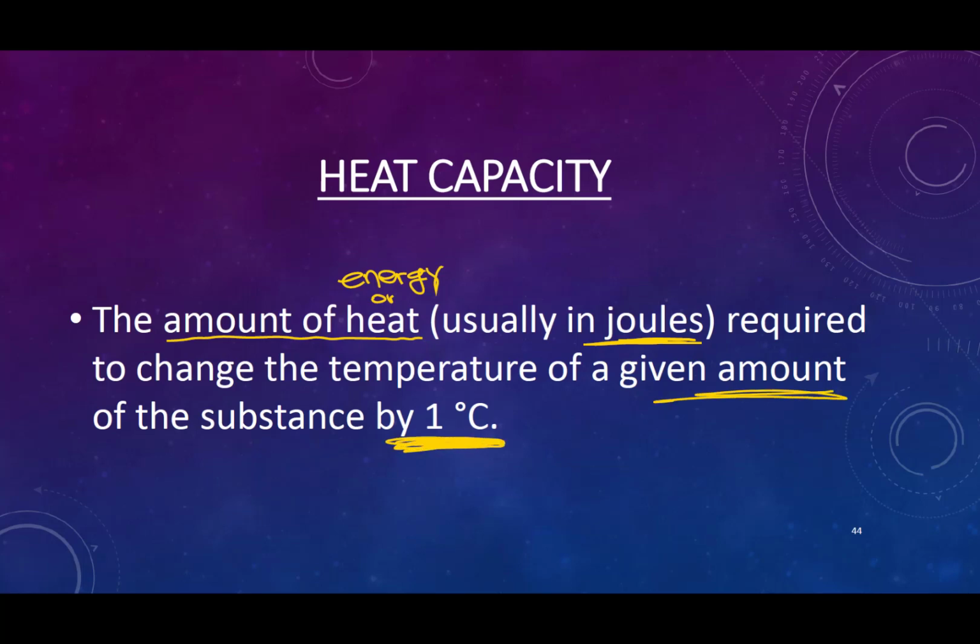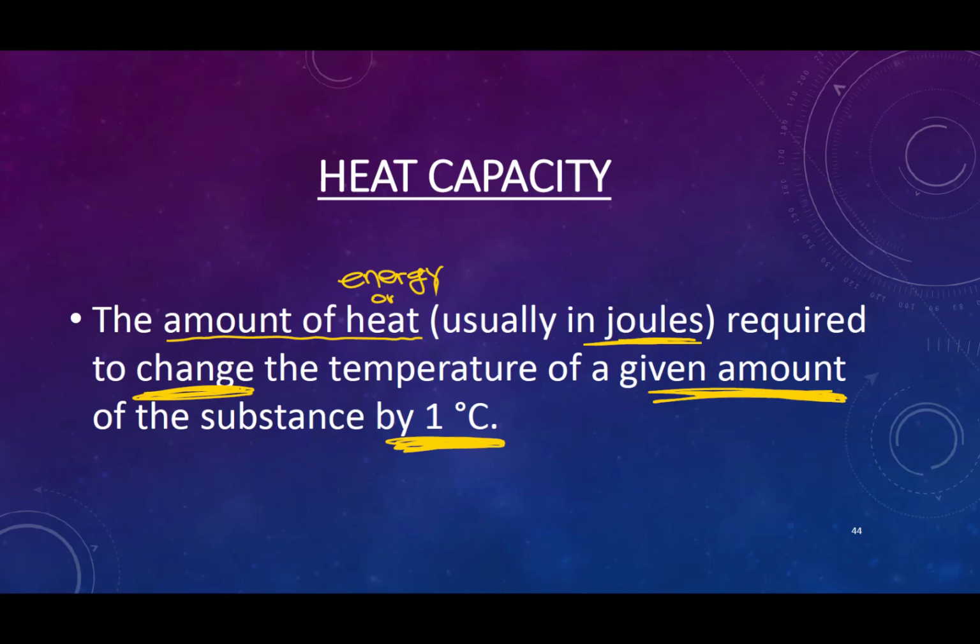That specific amount of substance is really important. By specific amount, we usually talk about the mass of the substance. By definition, heat capacity is the amount of energy or heat required to change the temperature of a specific amount of substance by 1 degree Celsius. This is the definition of heat capacity.